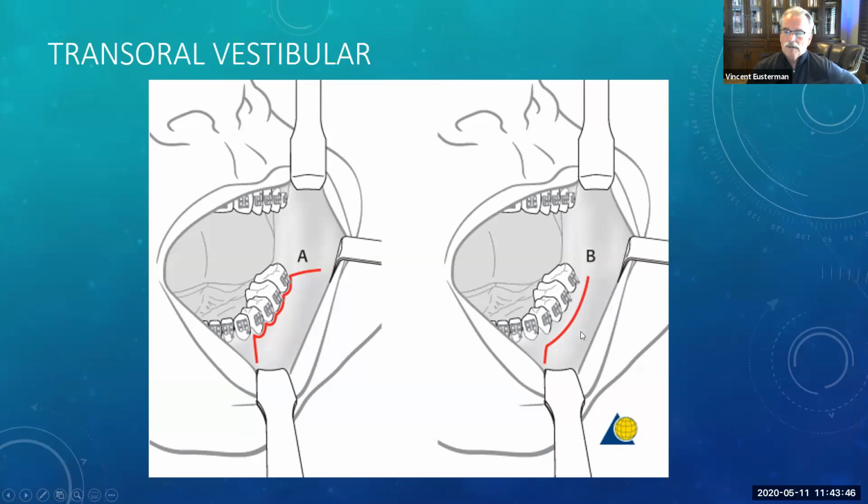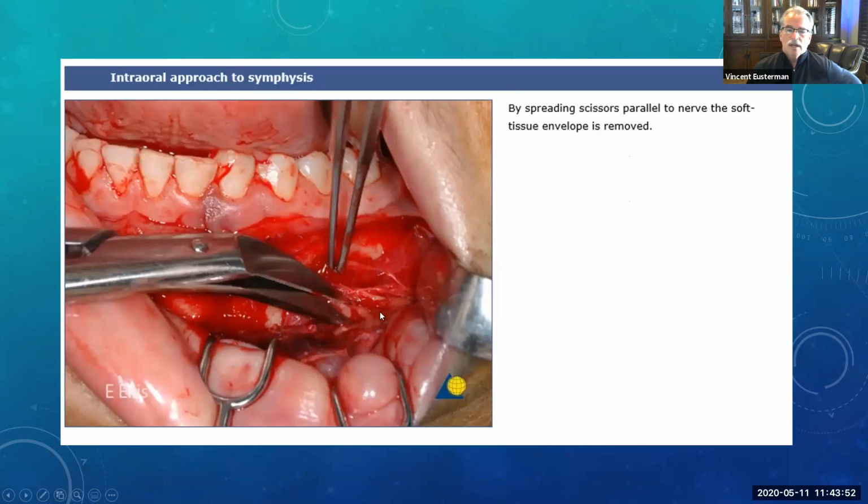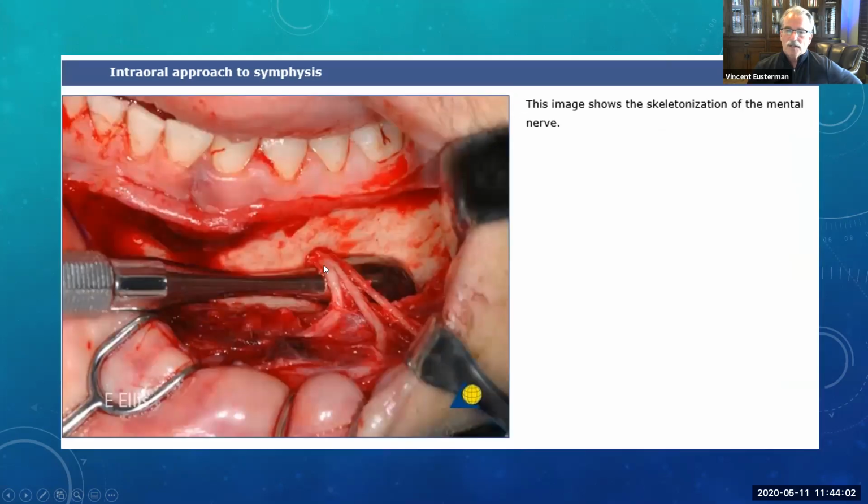Or you can make a vestibular incision with care taken to avoid the mental nerve. When you're making this incision and the mental nerve is found, it's important to open the soft tissue envelope around the nerve so that it can be mobilized. Otherwise, you can tear it with tension as it comes out. And then you can have both superior and inferior access to the mandible around the nerve.